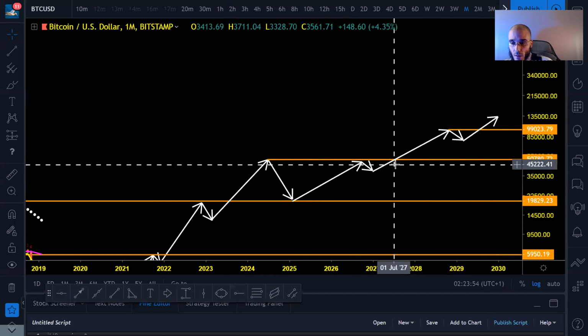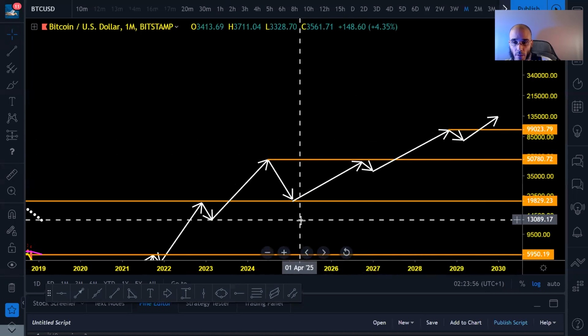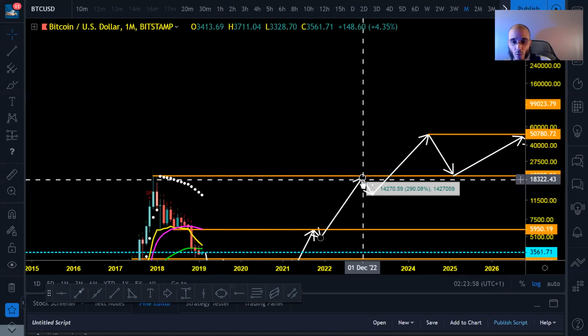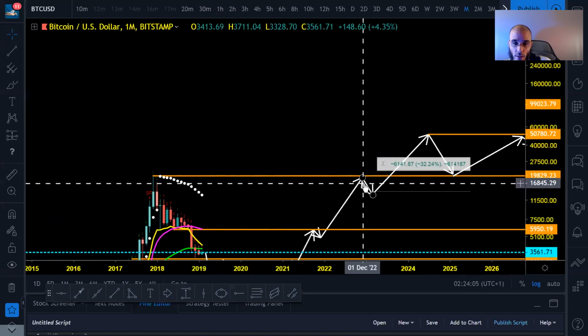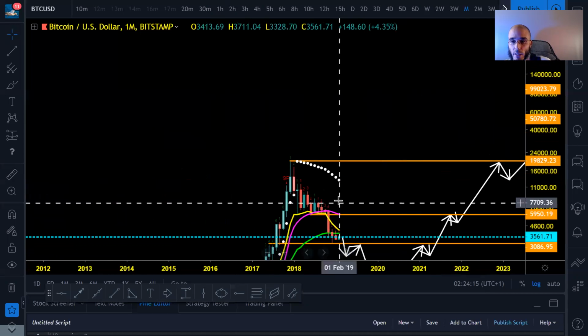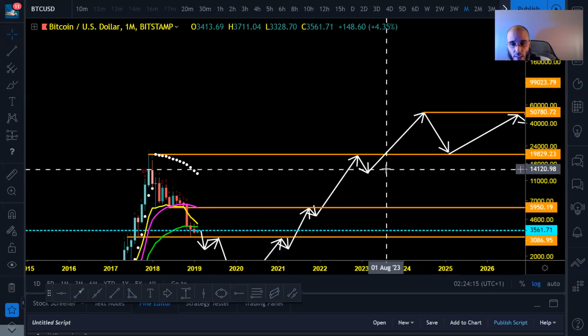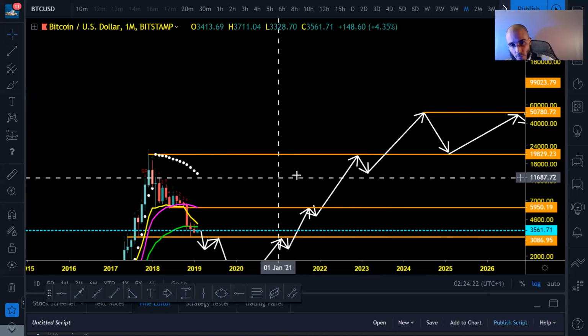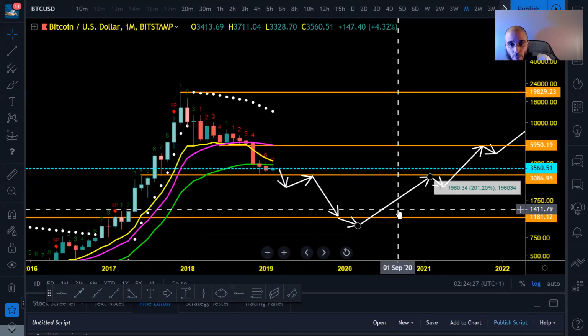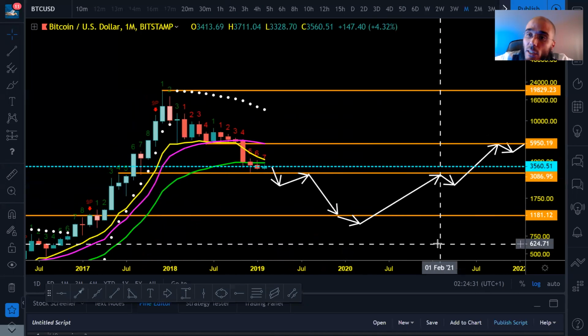But that's only for 2030, 100K. So that's not for tomorrow. And I expect us to go higher than 20K, 23. Beginning of 23, no, not beginning of 23, even later. August of 23. Then I expect us to go to new all-time highs. But for now, for the short term, I'm expecting us to go lower and much lower.